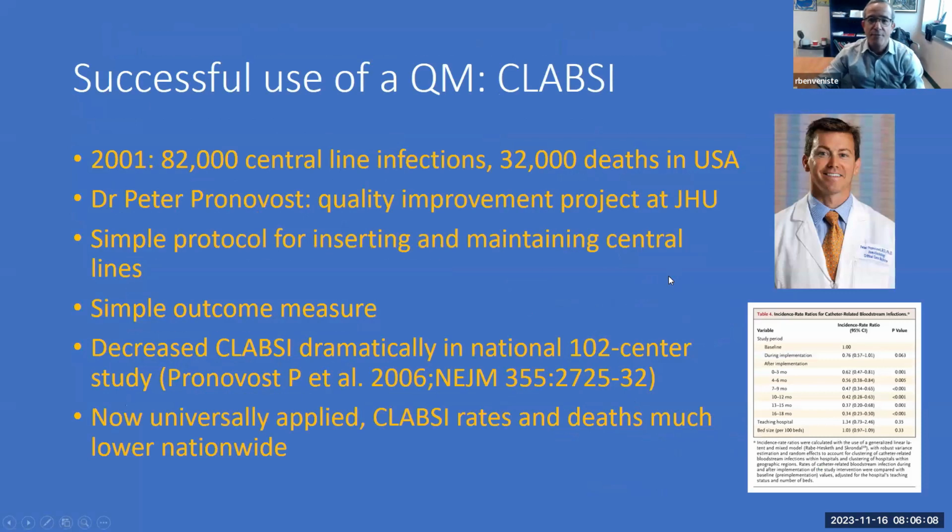So that sounds really negative and nihilistic, but simple quality measures have led to tremendous improvements in medical care. An example is central line infections. In the 90s and before, these were terrible problems in American hospitals. It was estimated that 32,000 patients a year died of central line infections. So a critical care doctor at Johns Hopkins, Dr. Pronovost, made a quality improvement project at his own hospital, making a simple standardized protocol for inserting and maintaining central lines. This is what we see now, right?